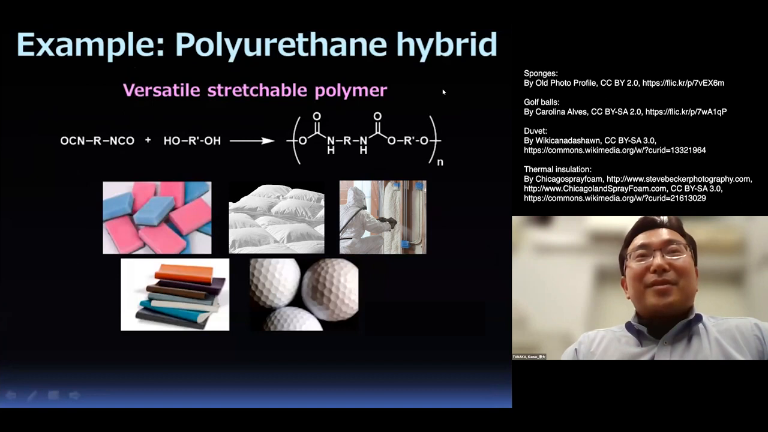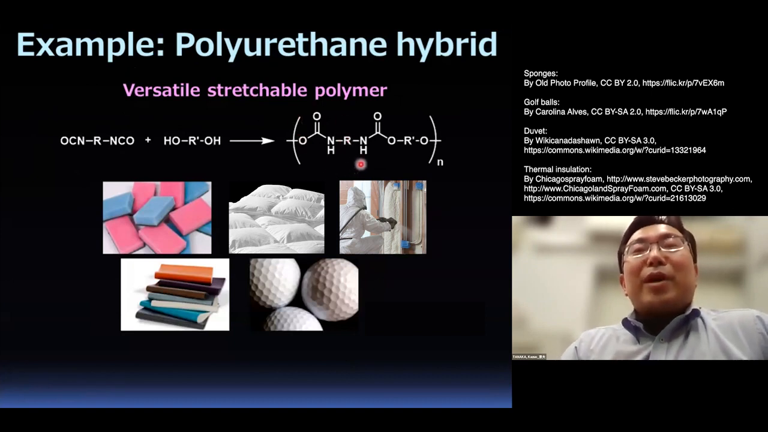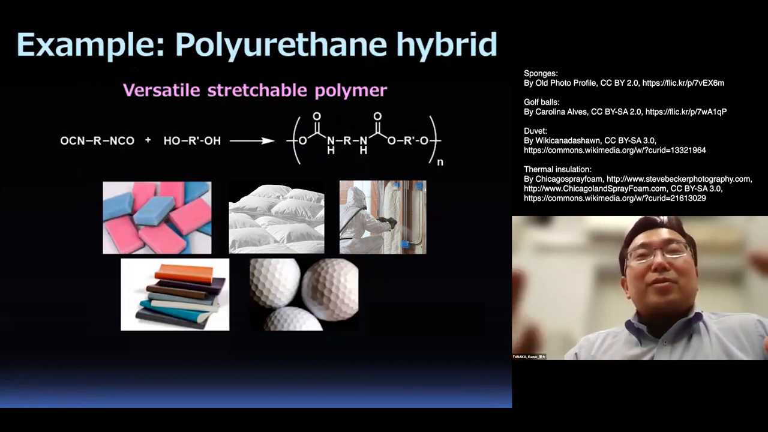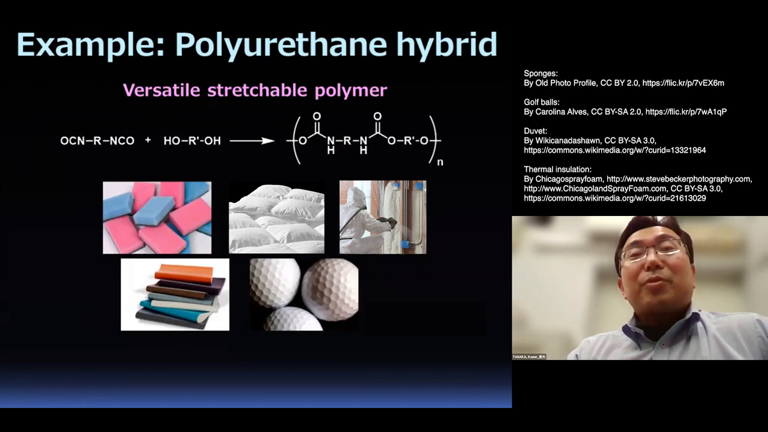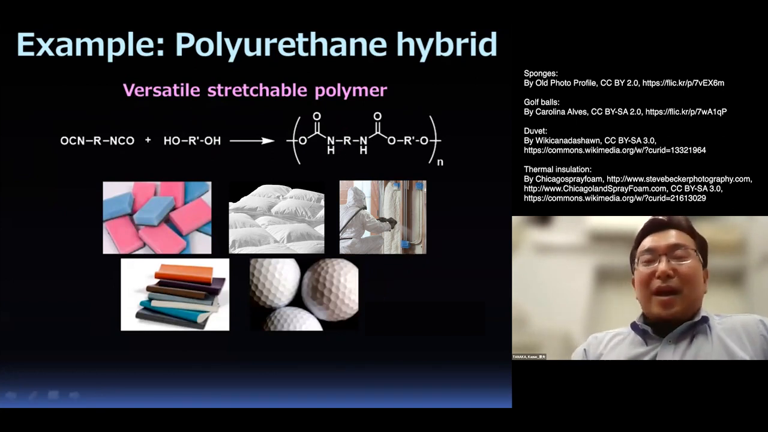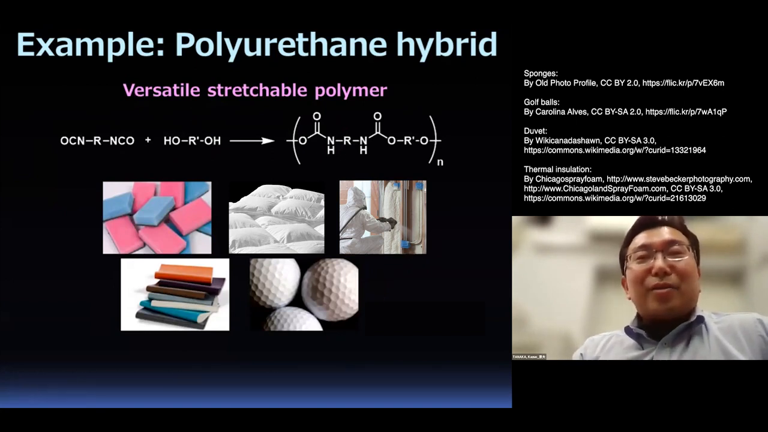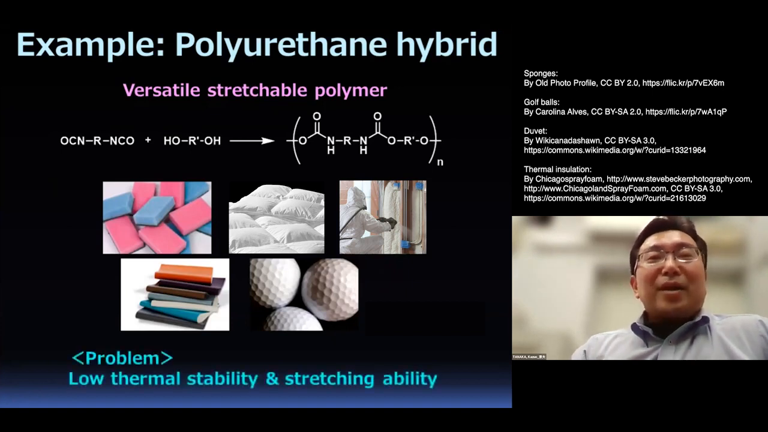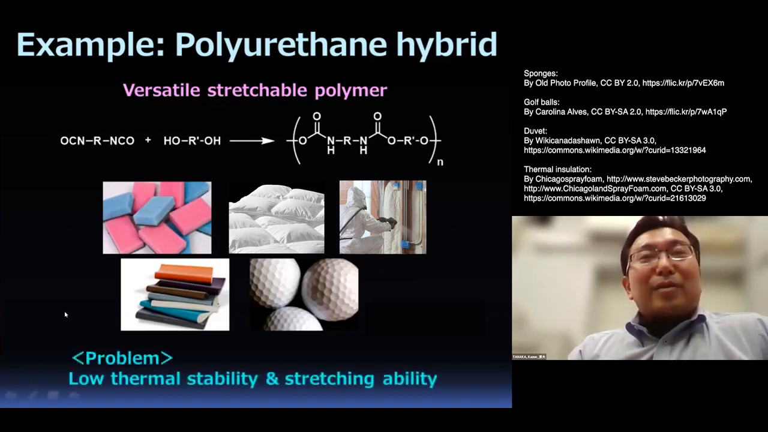I'll show one example of these inorganic-containing polymers, which we named inorganic hybrid materials. Polyurethane is well known as rubber or some kind of soft, flexible, and stretchable material. In our daily lives, there are many polyurethane products. And there is one critical problem in polyurethane. In summary, polyurethane has very low stability.